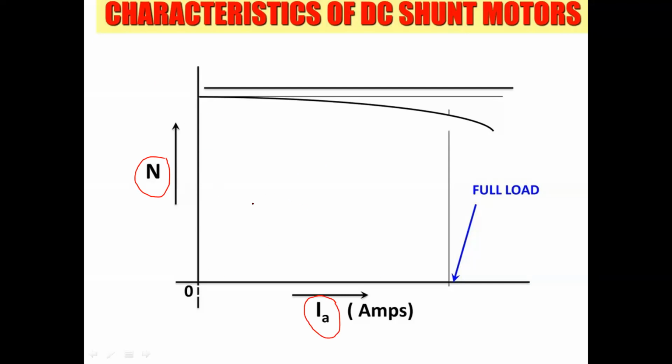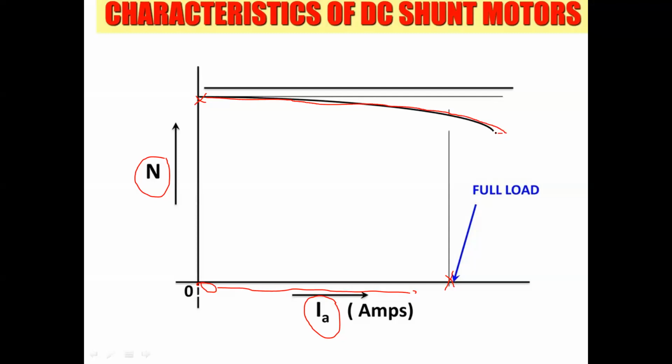How it varies: at no load, the machine takes a small armature current. Load increases means armature current increases in this manner. So this is the full load condition. This is the speed of the motor at no load. As load increases, the speed of the motor gradually decreases, because armature current increases.